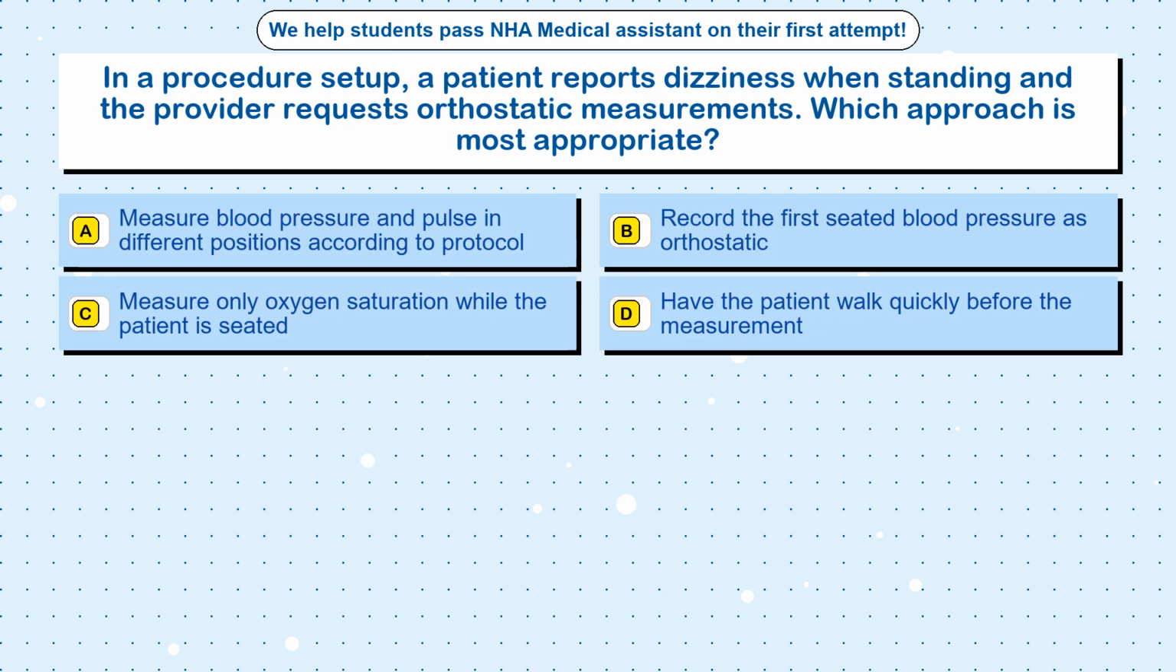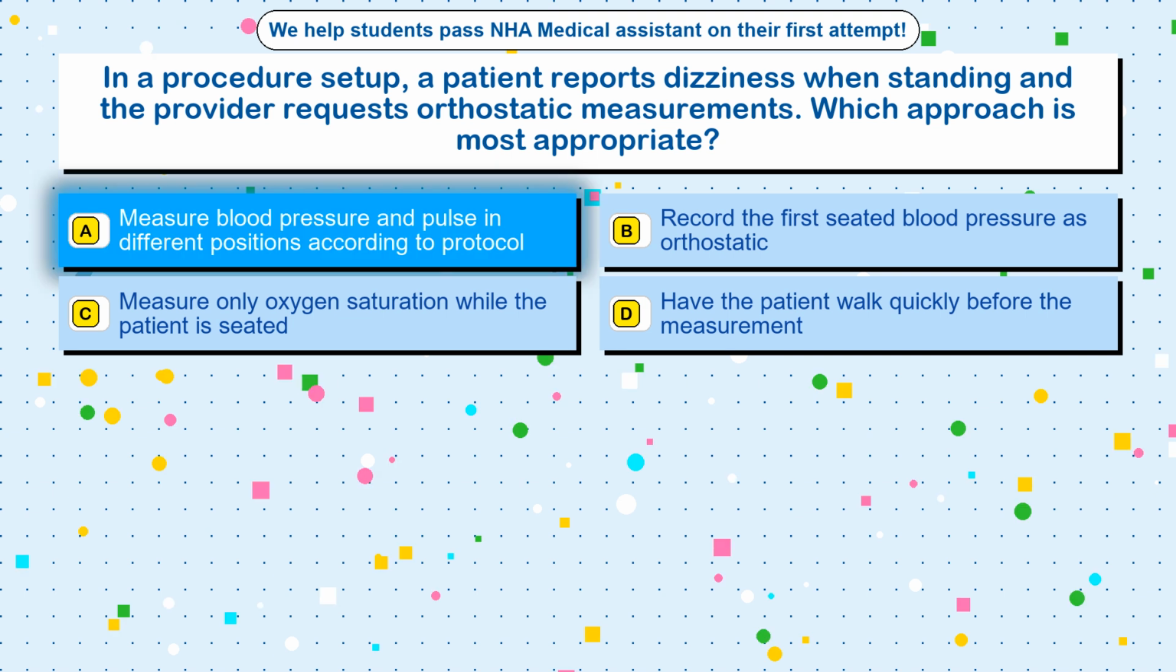Question 95. In a procedure setup, a patient reports dizziness when standing and the provider requests orthostatic measurements. Which approach is most appropriate? Option A, measure blood pressure and pulse in different positions according to protocol. Option B, record the first seated blood pressure as orthostatic. Option C, measure only oxygen saturation while the patient is seated. Option D, have the patient walk quickly before the measurement. The correct answer is option A.